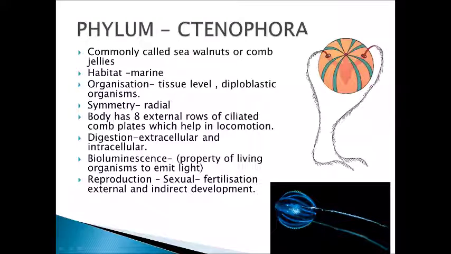Reproduction is of the sexual type. External fertilization is seen, and the development is indirect, that means a larval stage will be there. Directly from the fertilized egg, the adult organism will not be formed. It will first develop into a larval stage, and then it will develop into the adult form. So this is all about the Ctenophora group.